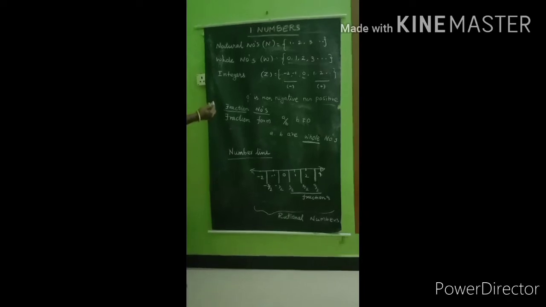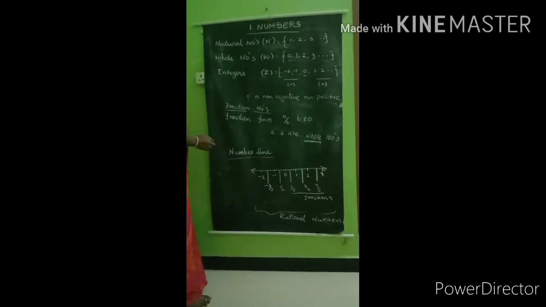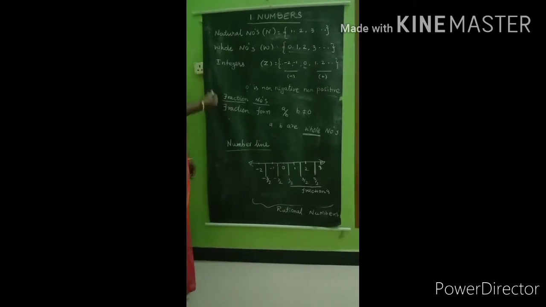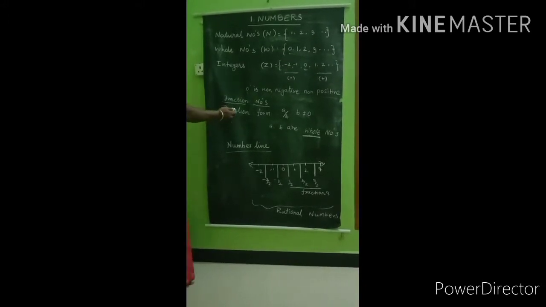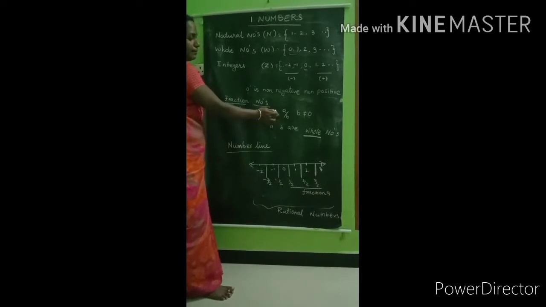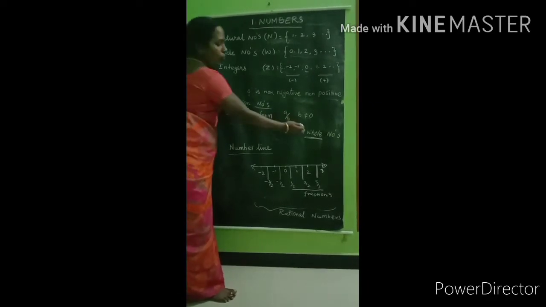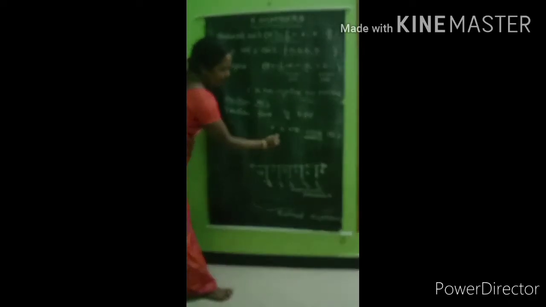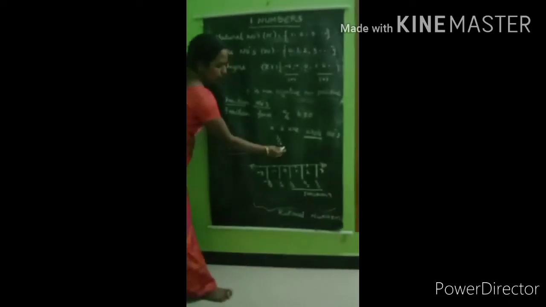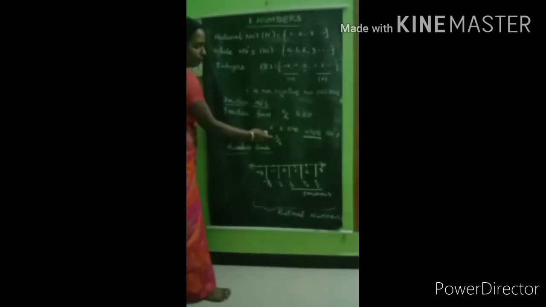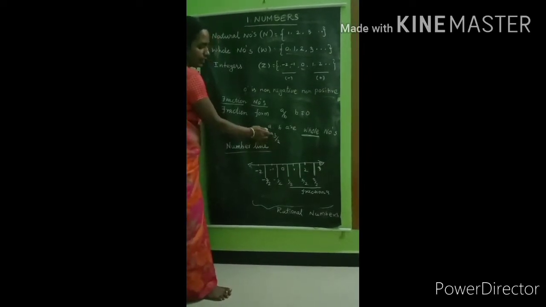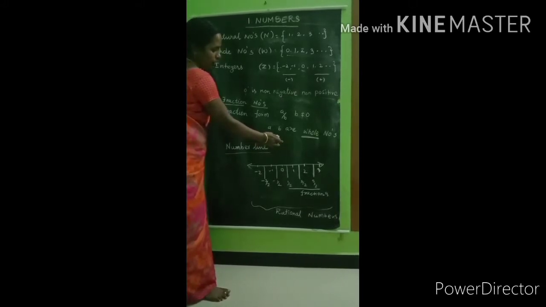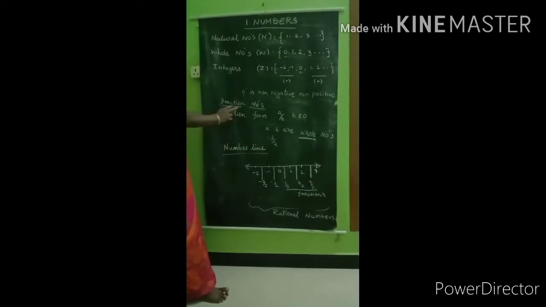The next one is fraction numbers. We learn fraction numbers from our third standard also. The fraction form is A by B, where we write any whole numbers for A and B. For example, 3 by 2. Here 3 is a whole number and 2 is also a whole number, written as numerator by denominator. This is called a fraction number.